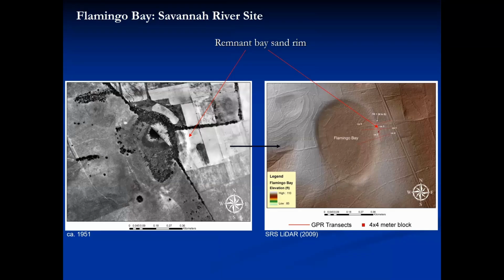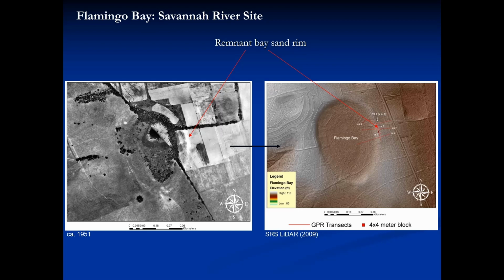There's Flamingo Bay, 1951 image, completely deforested. And they were even farming on that rim, which I can't imagine, as that sand on the rim is excessively drained. But when we excavate at Flamingo Bay, you can actually find plow scars. When we dig down about 20 centimeters, you can see the plow scars in that sand.